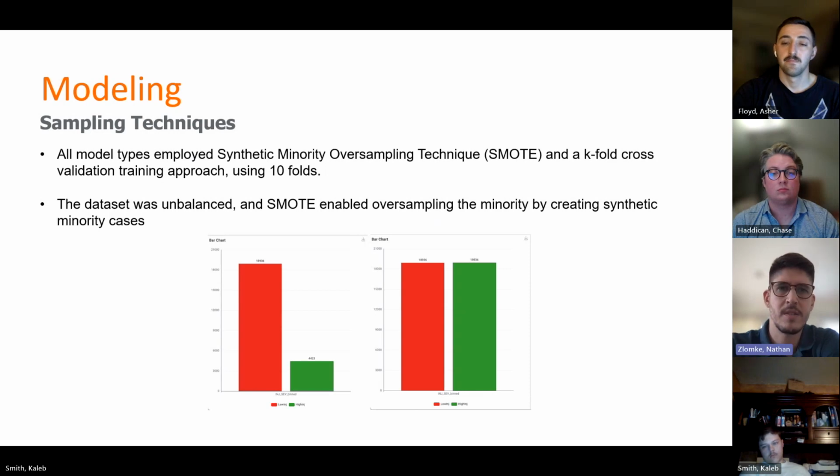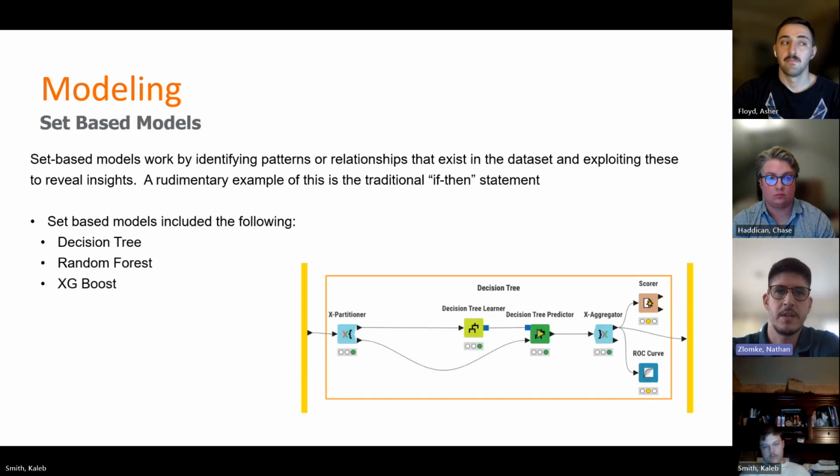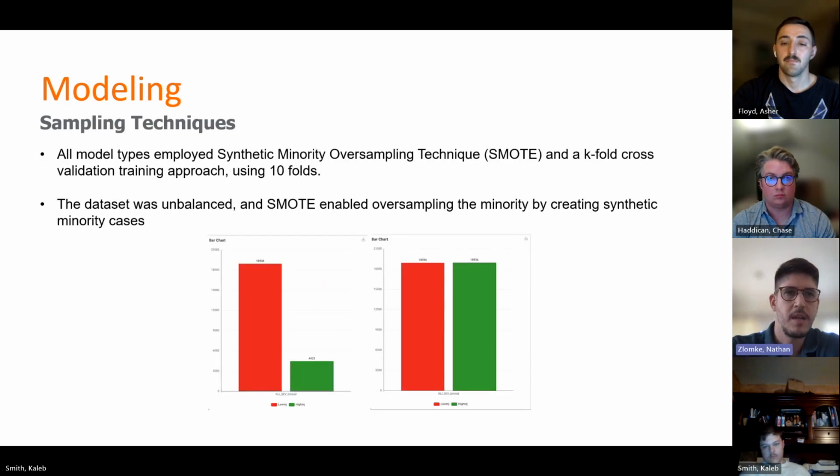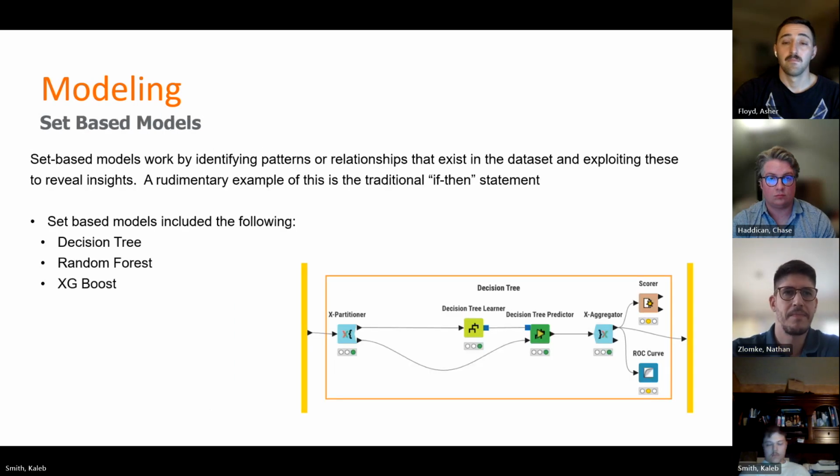And so we looked at synthetic minority oversampling technique, which we'll refer to as SMOTE. This basically works like a KNN, K-nearest neighbor algorithm, to form synthetic minority samples until the minority sample equates to the majority. We also used K-fold cross-validation with ten folds. You can go to the next slide.